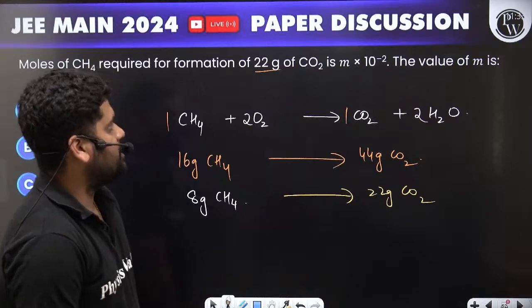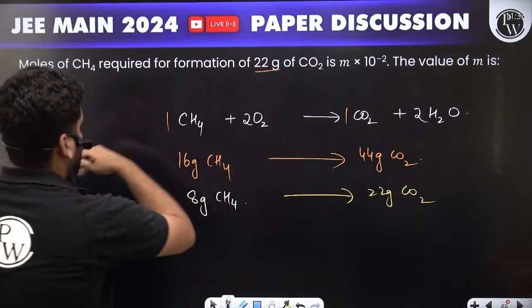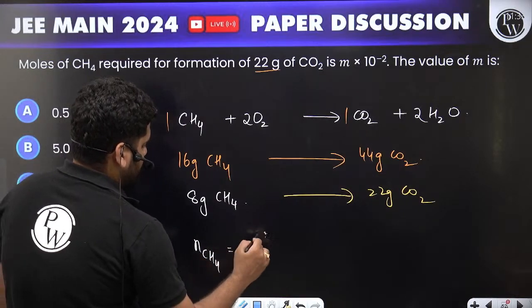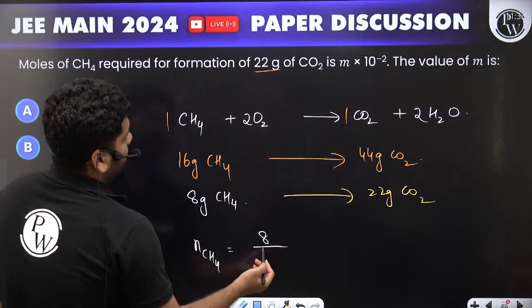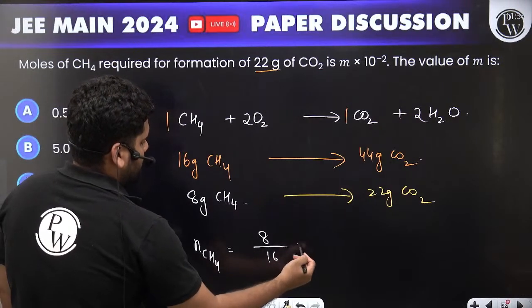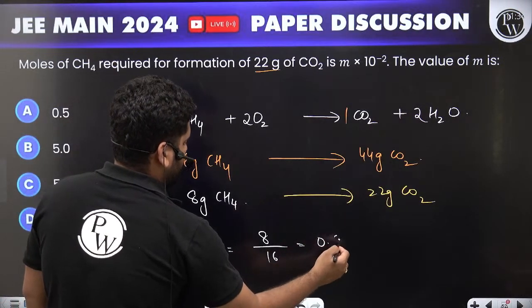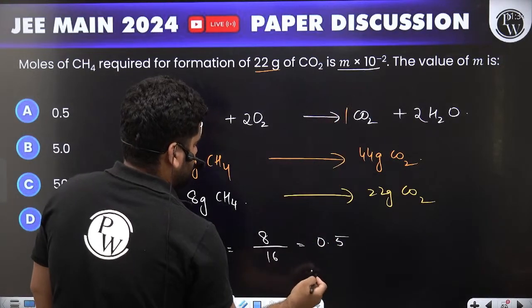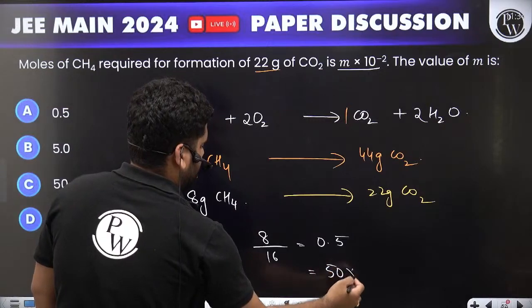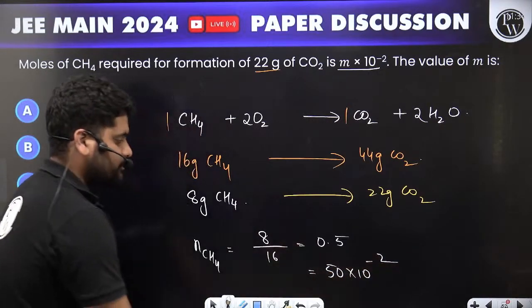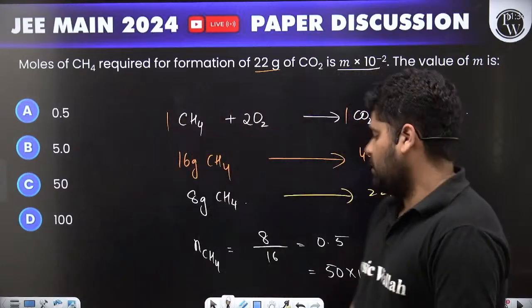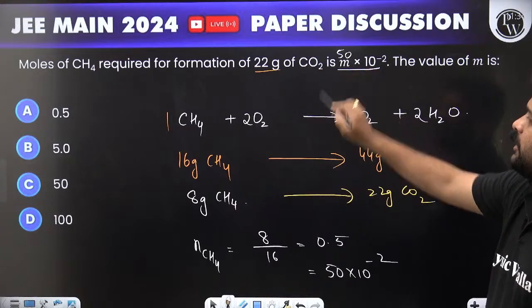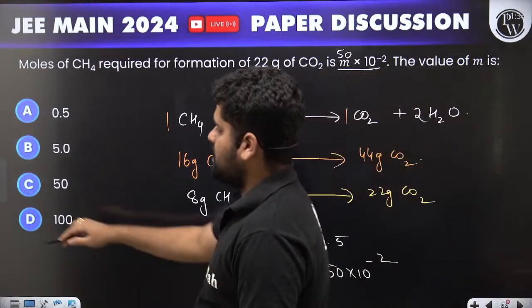Okay. Now the question is, convert this into moles. Number of moles of methane is equal to given mass divided by molar mass of methane. So this is going to be 1 by 2, which is 0.5. You need to express that in this way. So this would be written as 50 into 10 to the power minus 2. That's it. 5 into 10 to the power minus 1 or 50 into 10 to the power minus 2. The value of m is going to be 50. The correct answer for this question is option C.